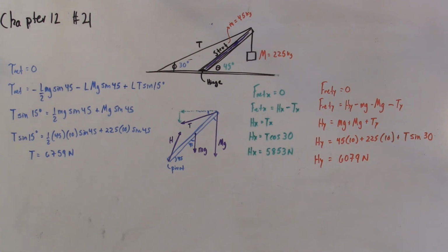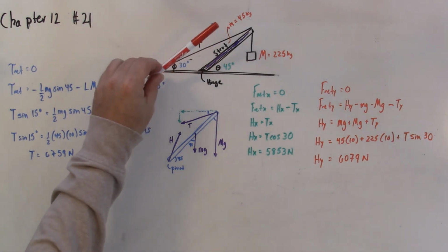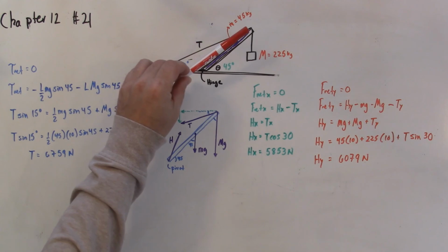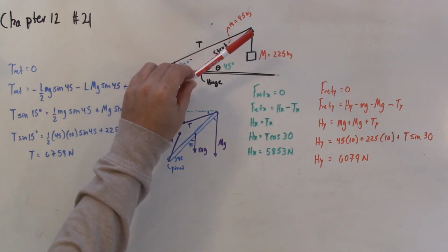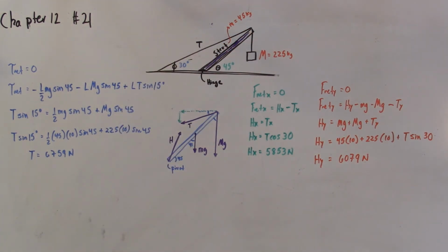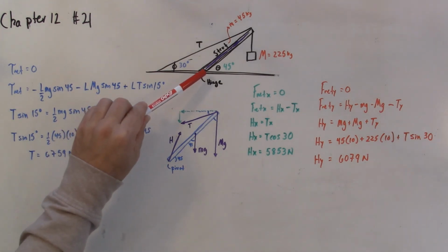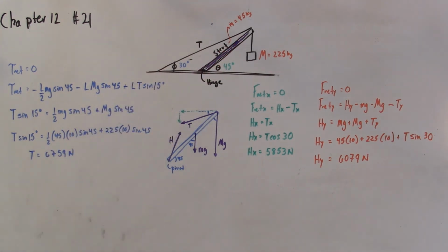And that's it. I got the tension, the horizontal, and the vertical. Oftentimes on the AP test, they want to find, well, what is the actual force? But here they just ask for the horizontal and vertical, and that's enough.